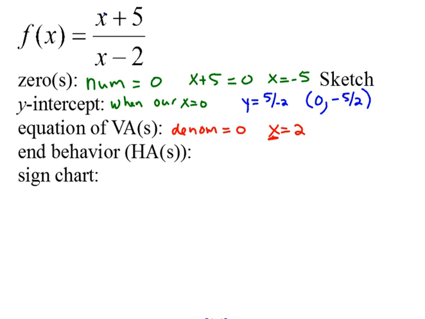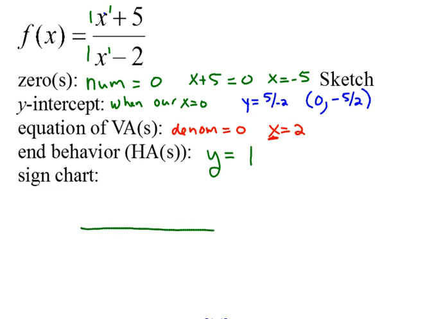And our end behavior, so hopefully we learned from yesterday how our end behavior works. So I look at the degree on top, which is a 1, and the degree on bottom, which is also a 1. So the end behavior, which is your horizontal asymptote, will be y equals the leading coefficient of the numerator divided by the leading coefficient of the denominator, which is 1 over 1. So y equals 1. Again, you have to have equations, so make sure they are y equals.